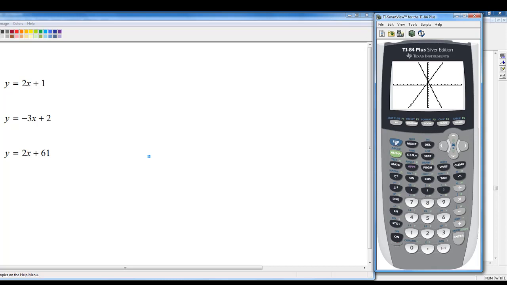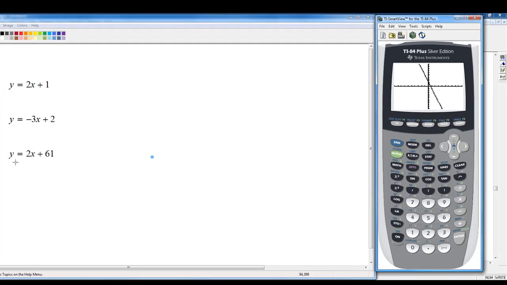Say you didn't want the two lines together. What you could do is either erase this equation, or go there using the left arrow and press enter. Now it's not highlighted, which means it's not going to be graphed. So now the first graph is gone and only the second graph with negative slope is there.